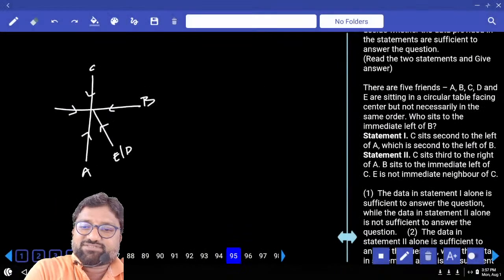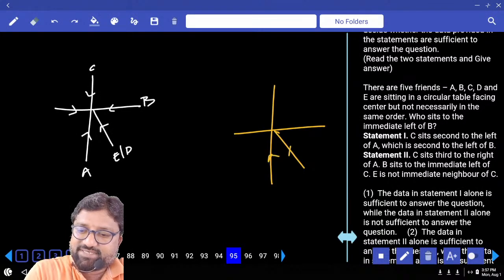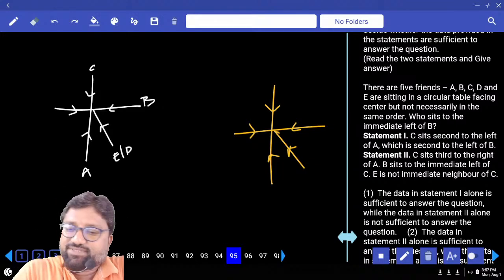Does the first statement give me the answer? No. I'll go for the second statement separately. Please read the second statement separately. C sits third to the right of A.